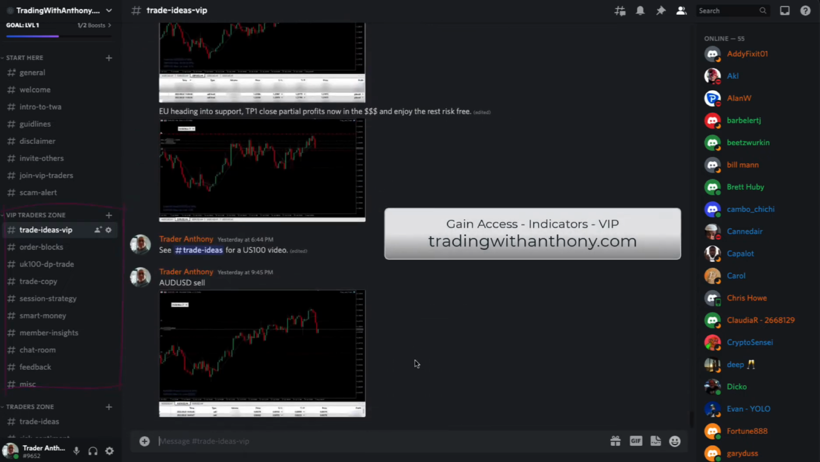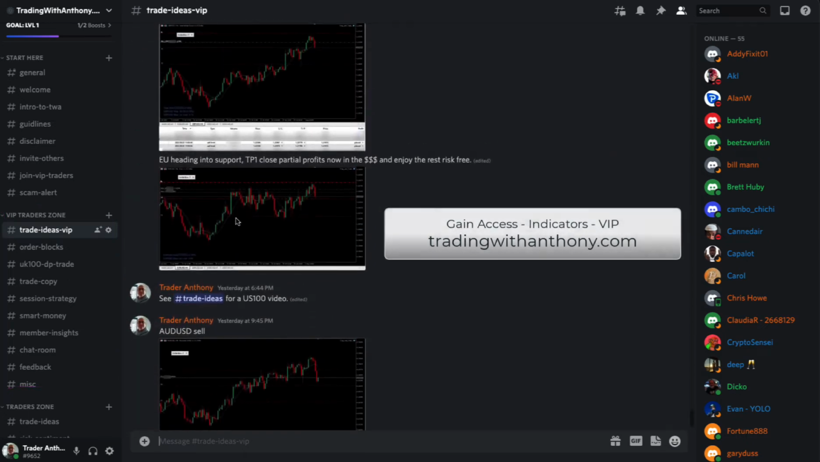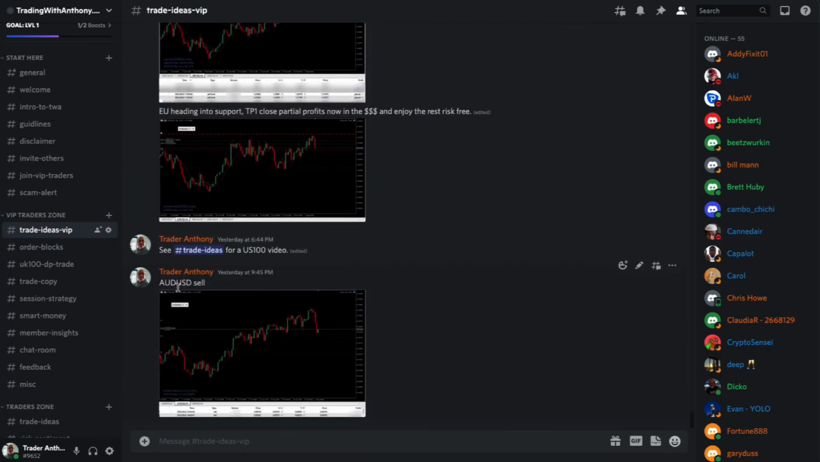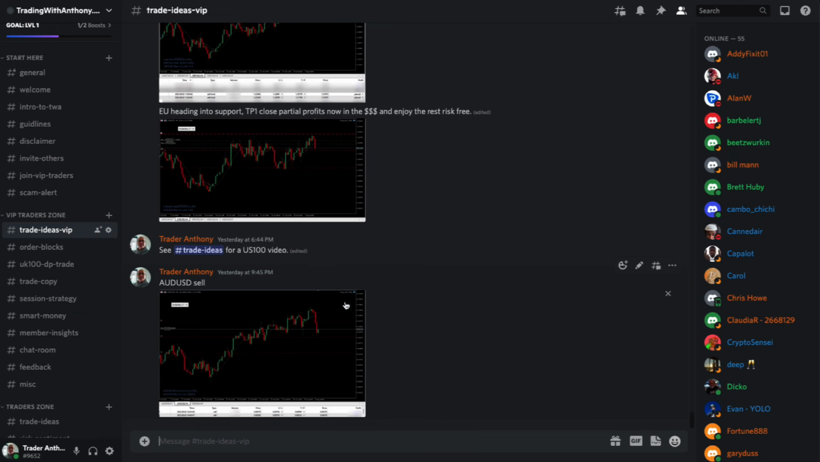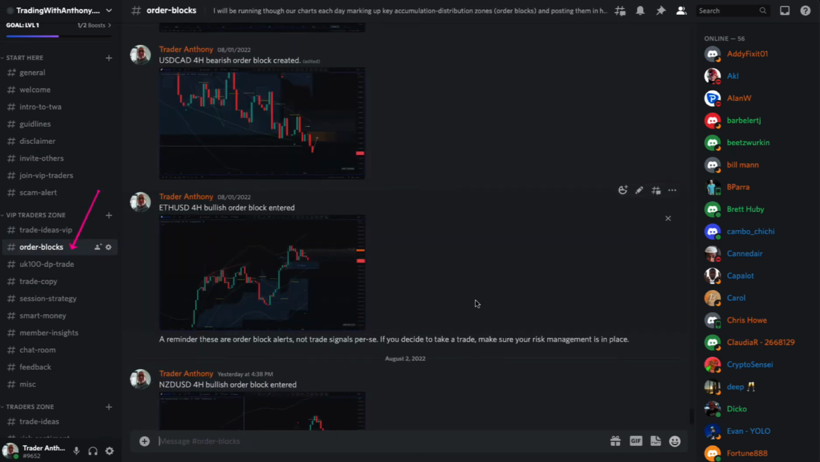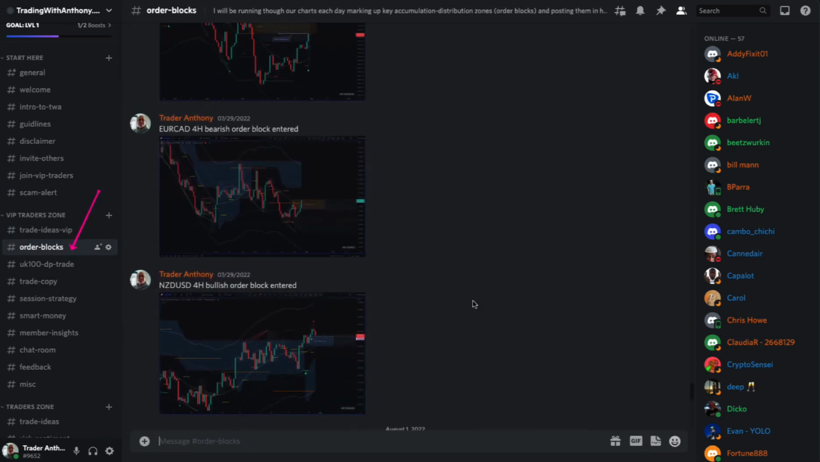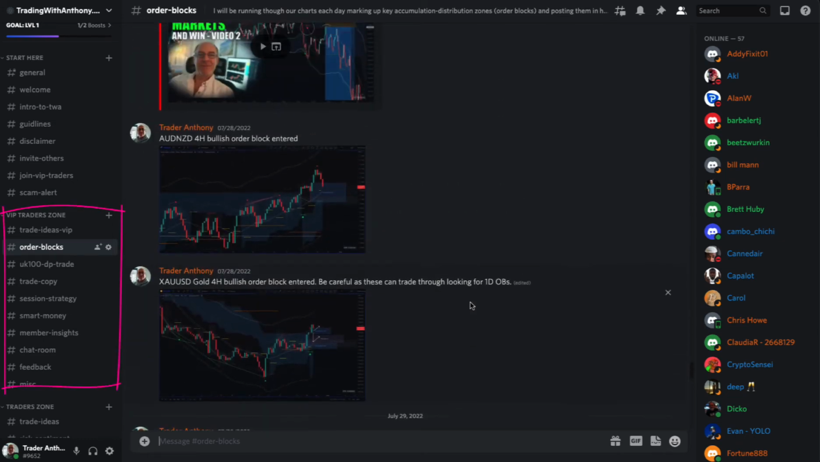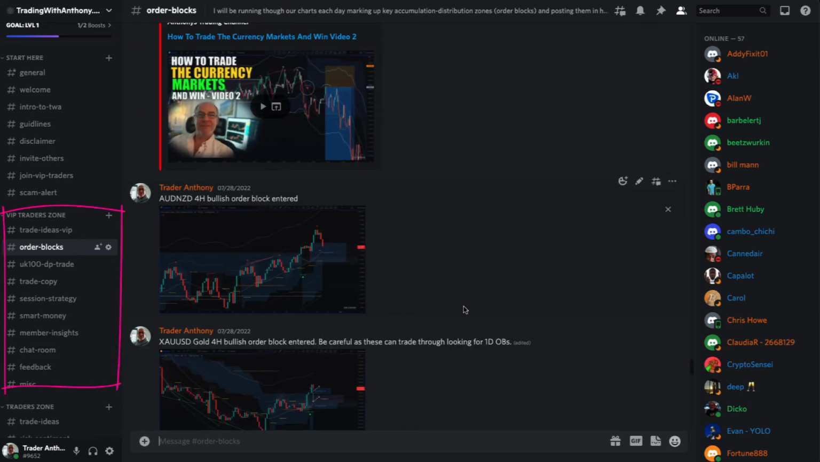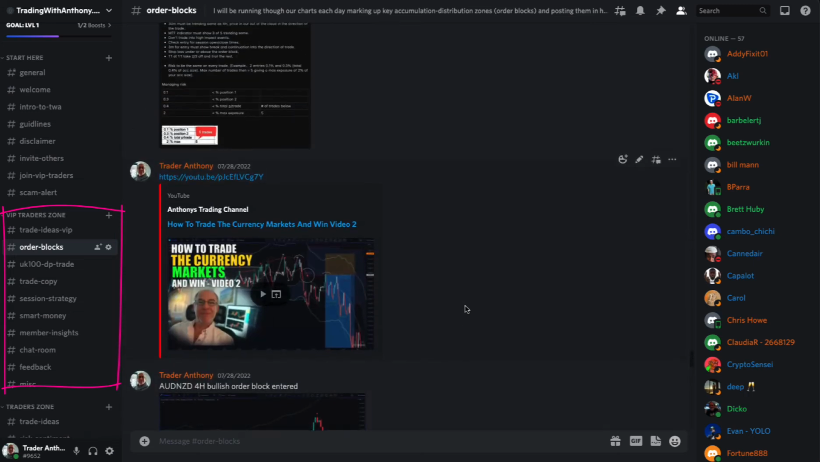Yesterday's trades. We're going to go through these and I'm going to explain why we took these trades. Okay, we had an Aussie dollar, we had a US 100, a euro dollar, pound dollar. Not only are there specific signals in here, we also have this section called order blocks, where there's a whole bunch of other opportunities that our members can consider. I don't regard these as trade signals as such, but they're opportunities.